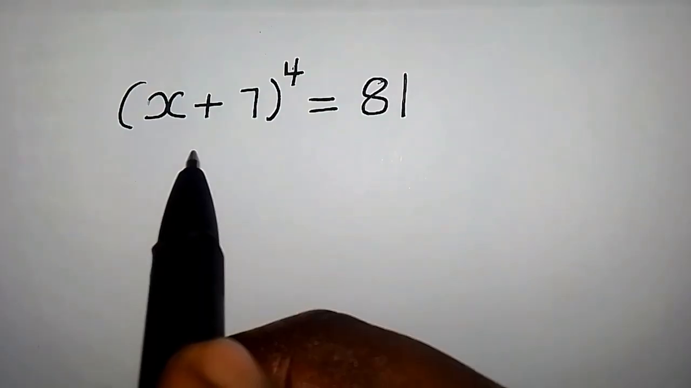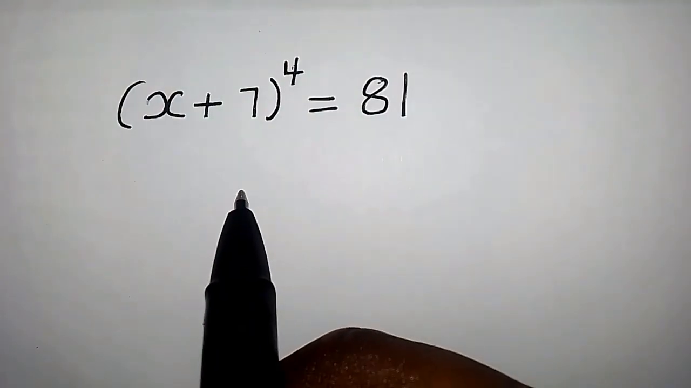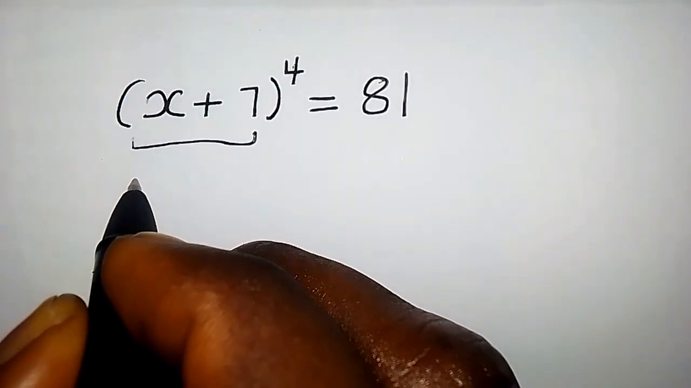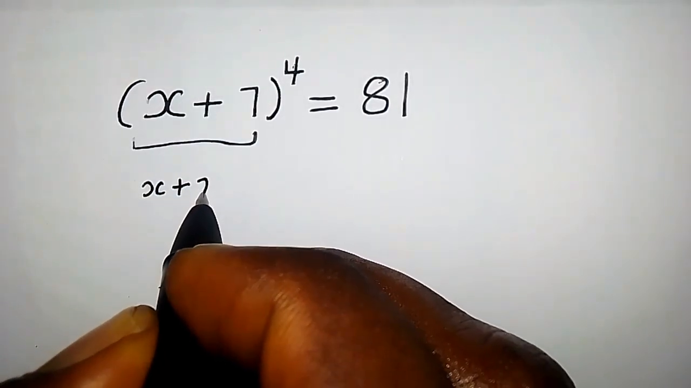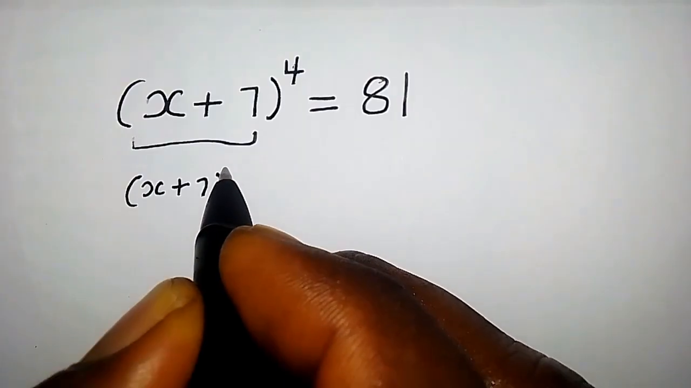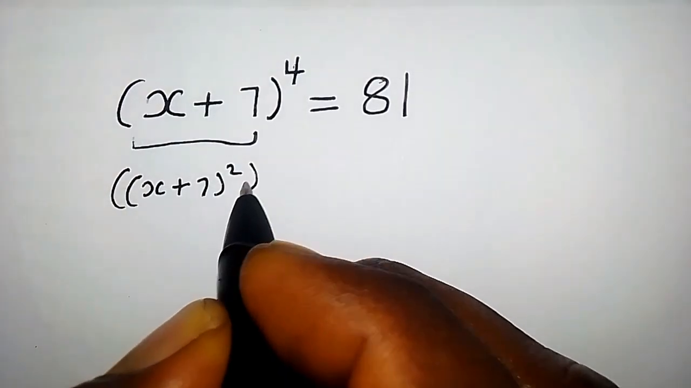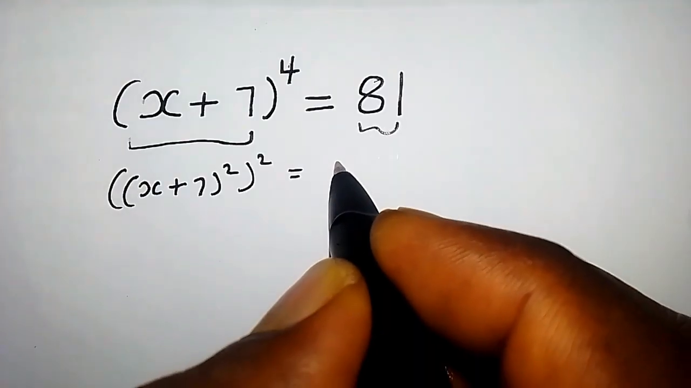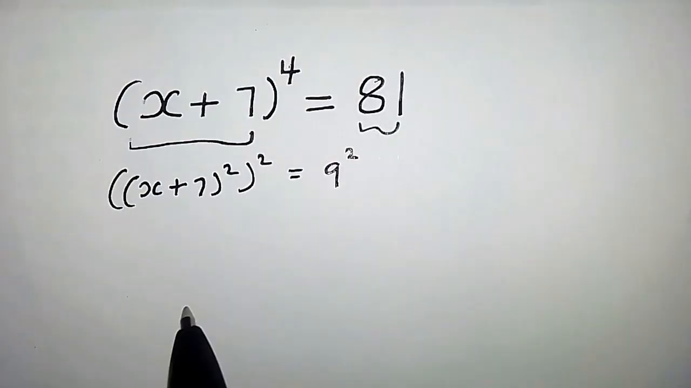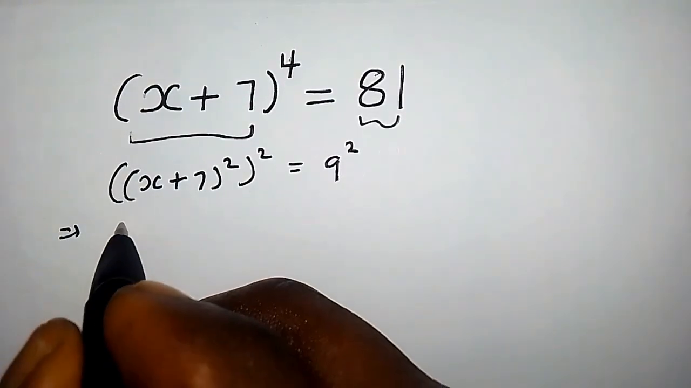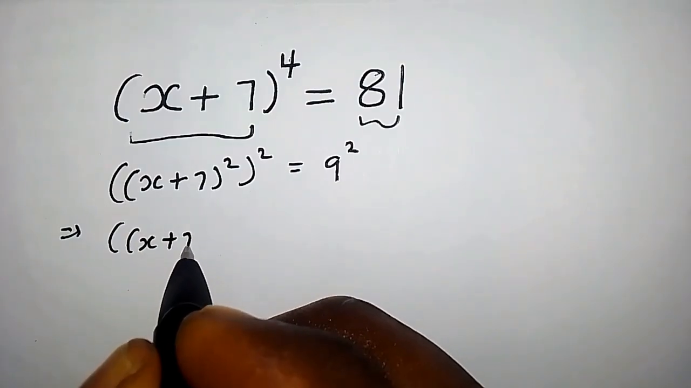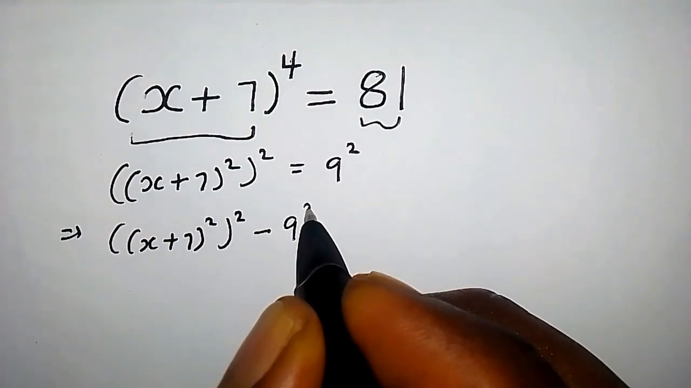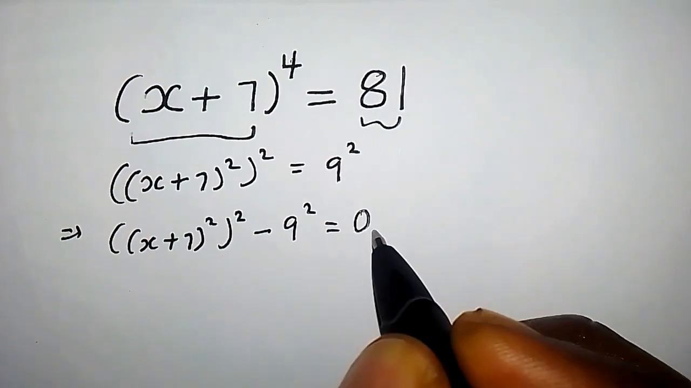Hi everyone, how do we solve this equation? The left hand side could be written as (x + 7)² times 2, and 81 could be written as 9². This means that (x + 7)² times 2 minus 9² is equal to 0.